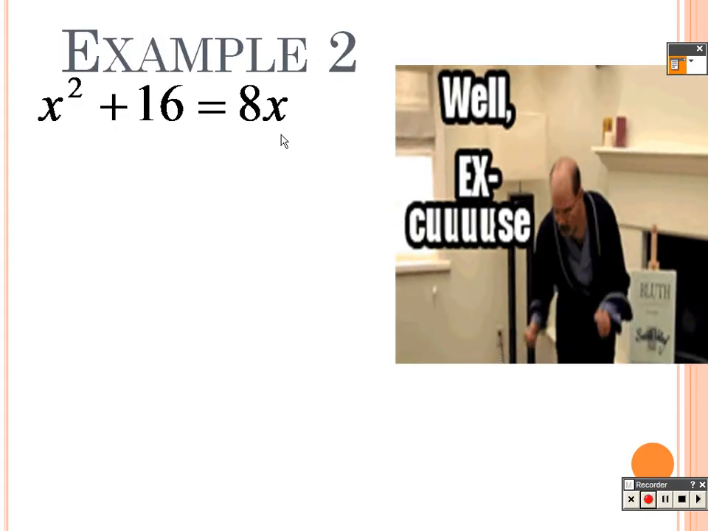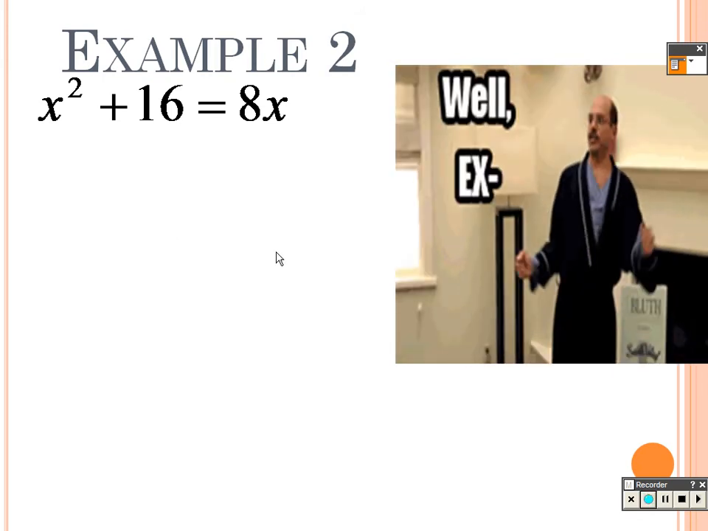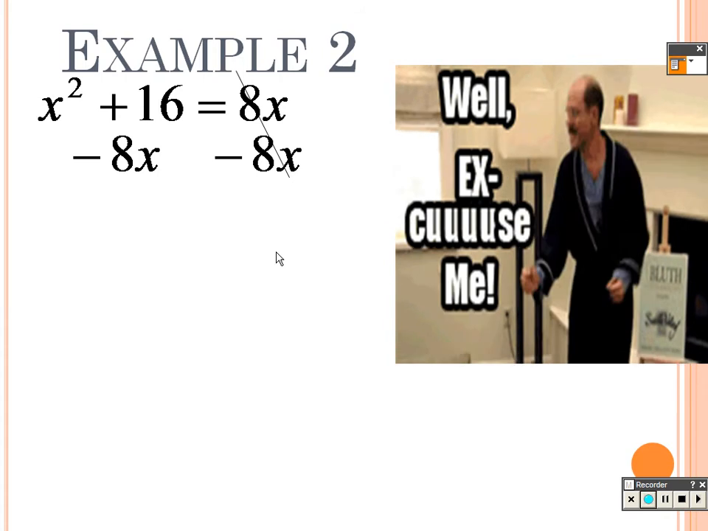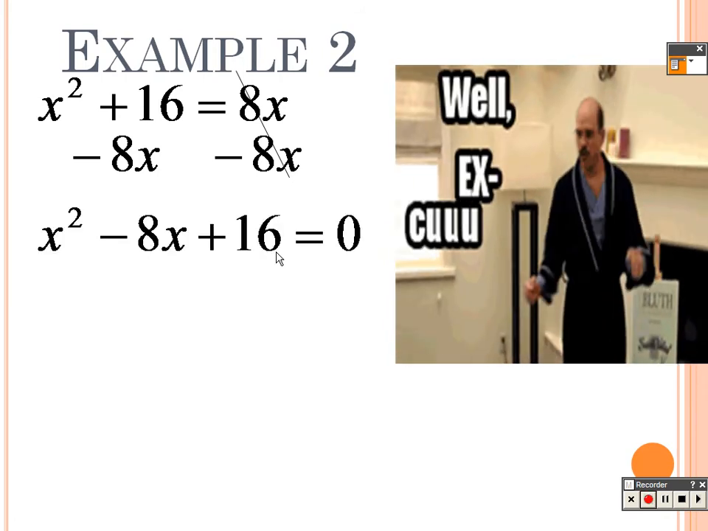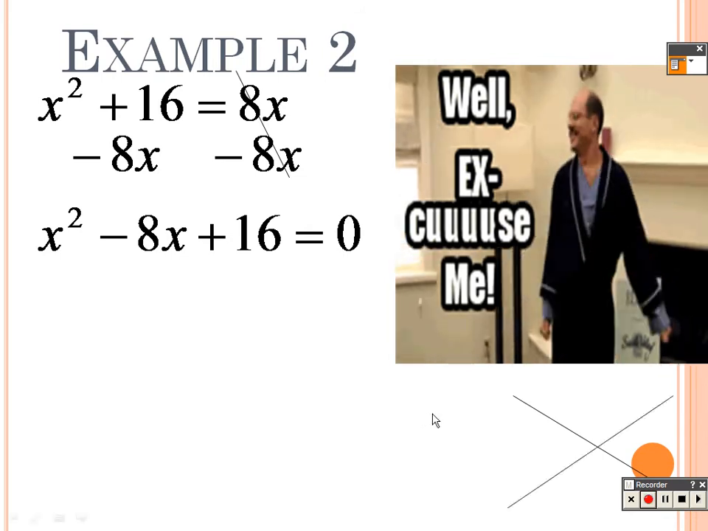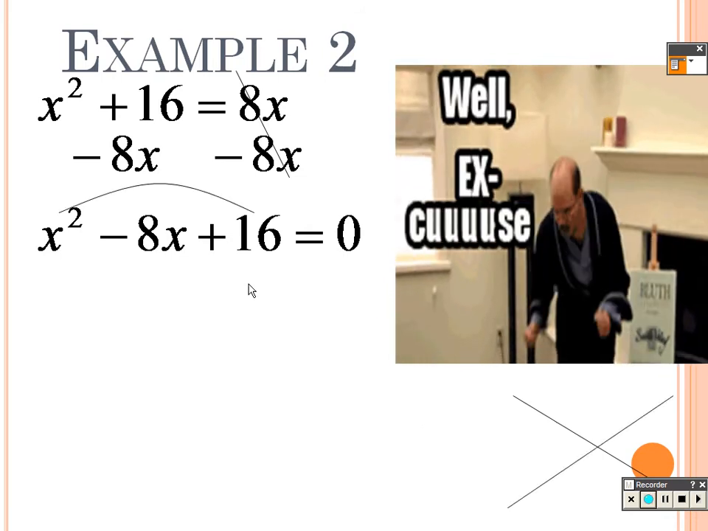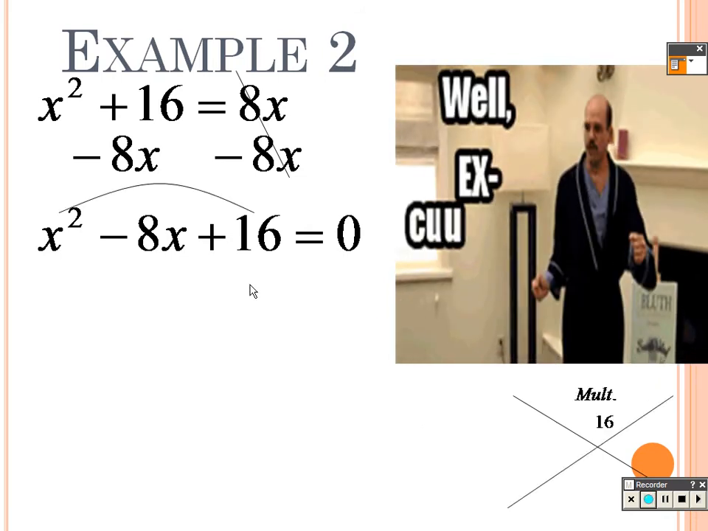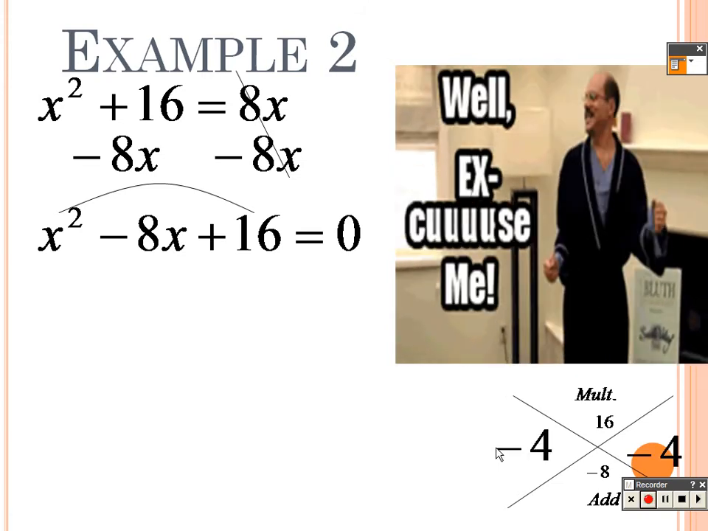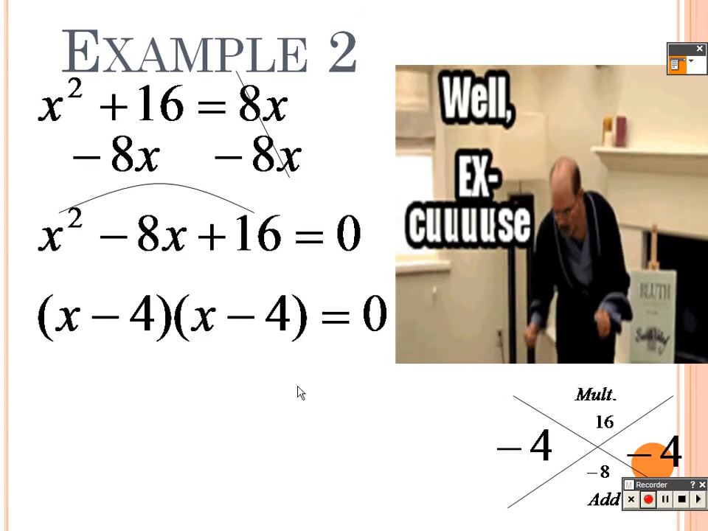So with this one, I need to get everything over onto one side to solve, so I'm going to minus an 8x. So I get x squared minus 8x plus 16. To solve this one by factoring, you think of two numbers that multiply together to give you 16 and add to give you negative 8: negative 4 and negative 4. So you get (x minus 4)(x minus 4).